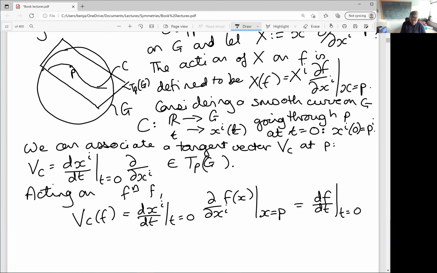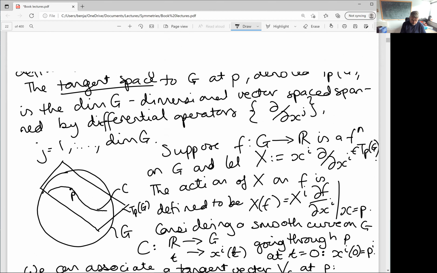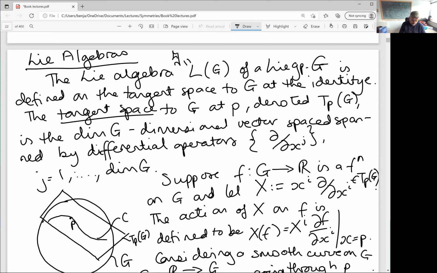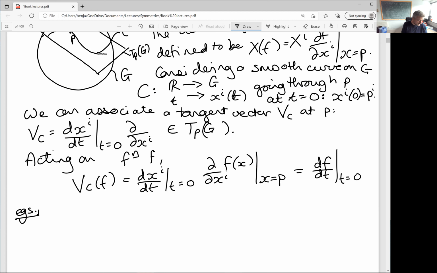Okay, so remember we said that the algebra is the tangent space at the identity, and we've just defined what this tangent space is along some curve at least. So let's give some examples, because at the moment it's pretty abstract. Let's look at SO(2), which you've already seen. So the Lie algebra of SO(2).